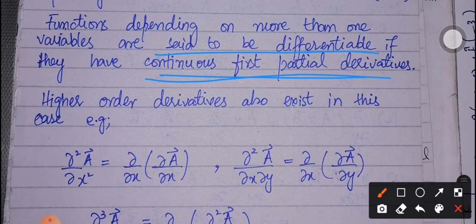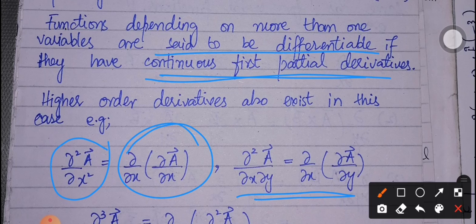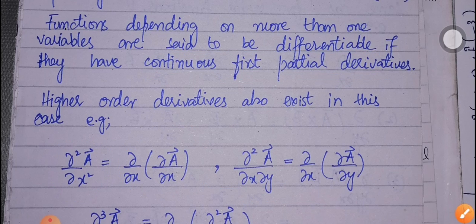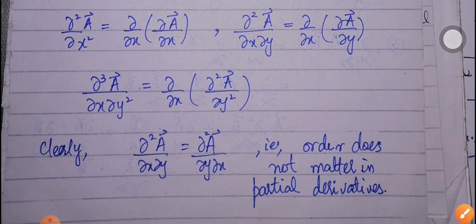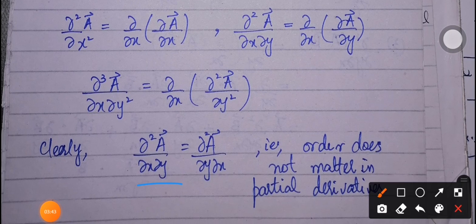We can also define higher order partial derivatives, like partial square A over partial x square, that is the double derivative with respect to x. Here we have partial square A over partial x partial y. Here you can see that we are introducing two derivatives. At first we take the derivative with respect to y and then with respect to x. But in the case of partial derivatives, the order doesn't matter, because partial square A over partial x partial y is equal to partial square A over partial y partial x. So the order doesn't matter: either you take the derivative with respect to y and then with respect to x, or you take the derivative with respect to x first and then with respect to y.